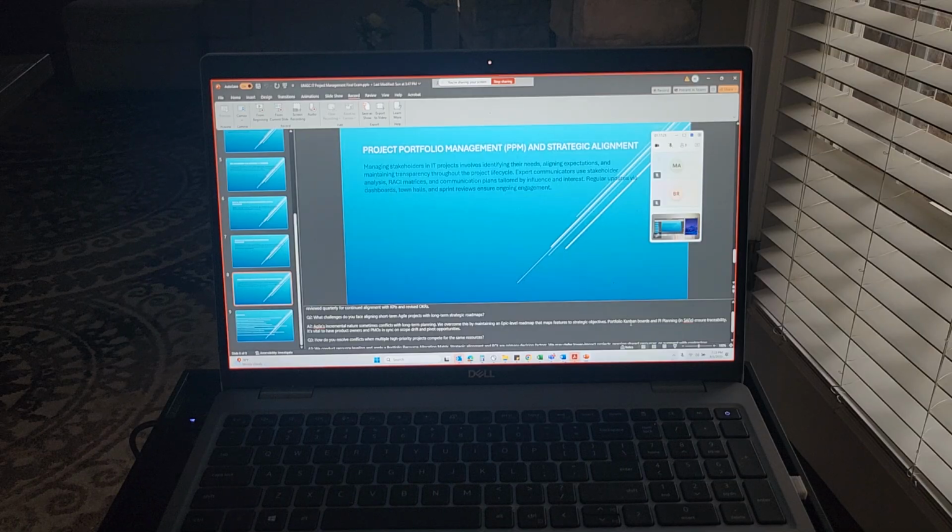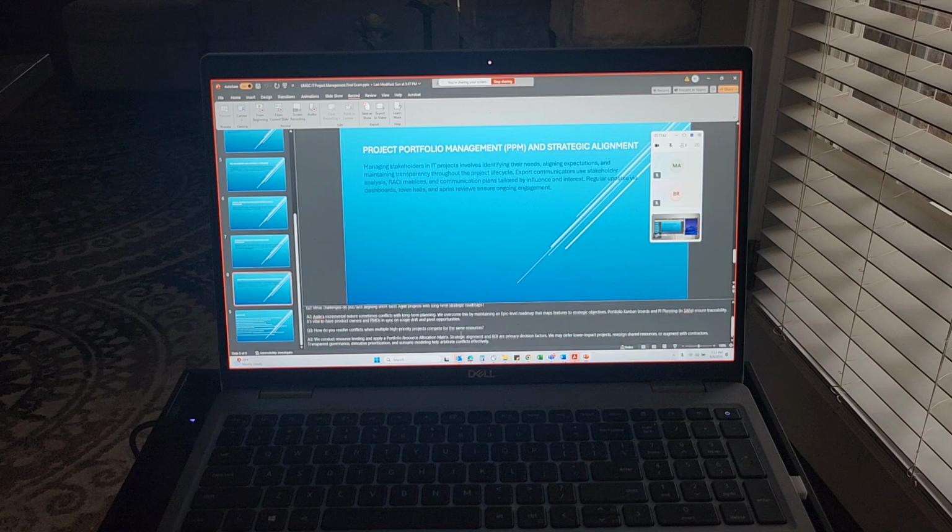Portfolios, Kanban boards, and PI planning in SAFe ensure traceability. It is vital to have project owners and PMOs in sync on scope drift and pivot opportunities.